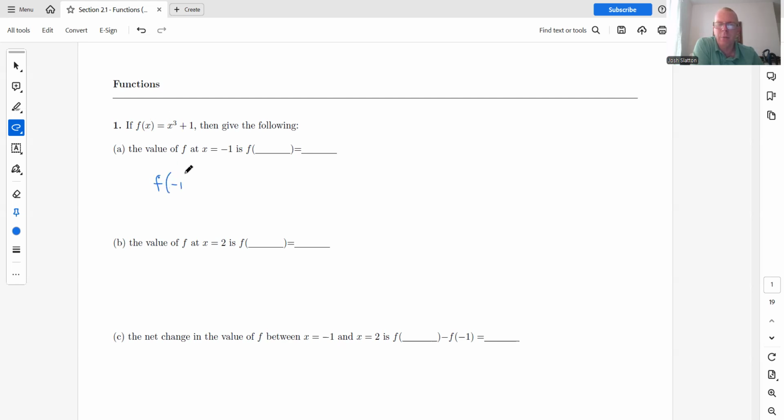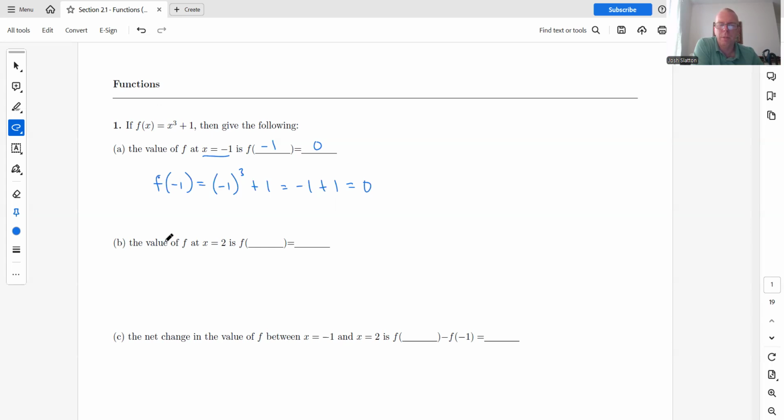So we have f of -1 is -1 to the third plus 1. And now we're just going to simplify this. So we have -1 to the third is -1 plus 1, and that gives us 0. So f of -1 equals 0. And so that's all there is to it. So no matter what this is, whenever you see an x in the function, you're going to plug that number or variable or expression in for the x. It could be really anything.